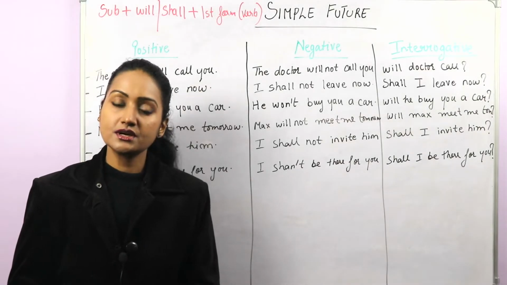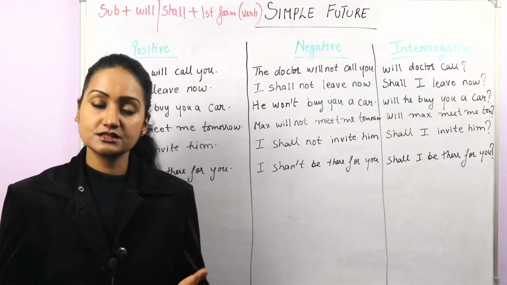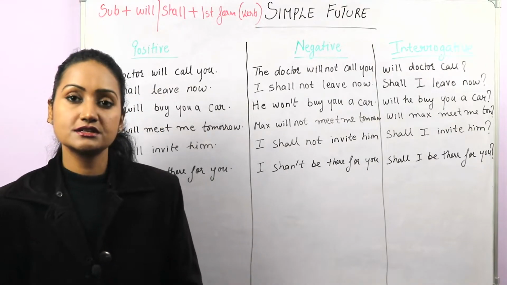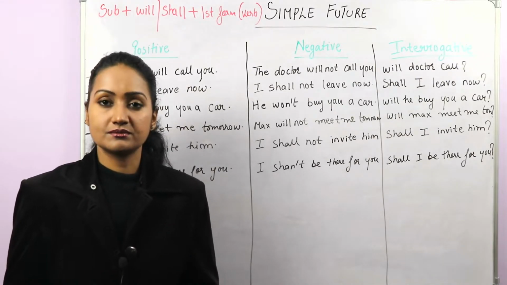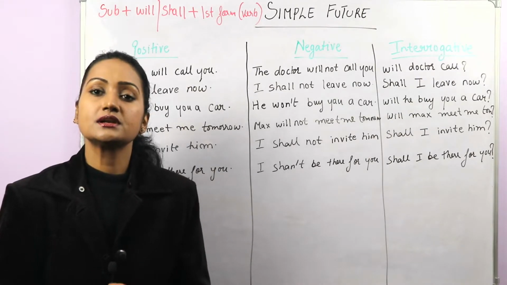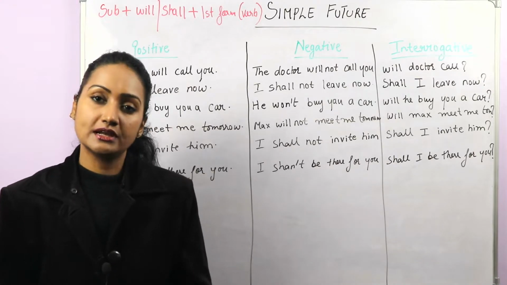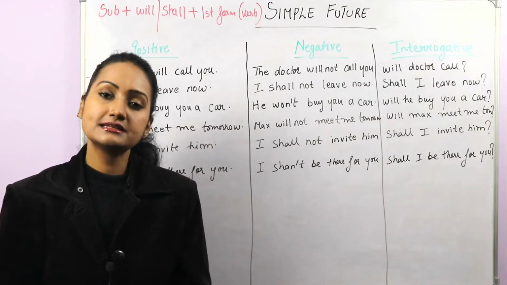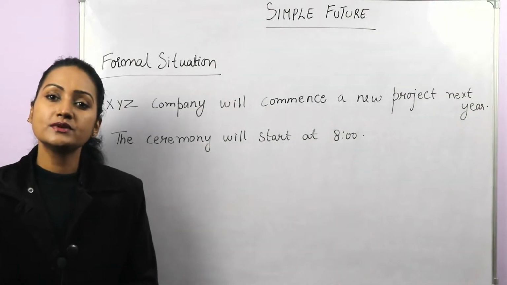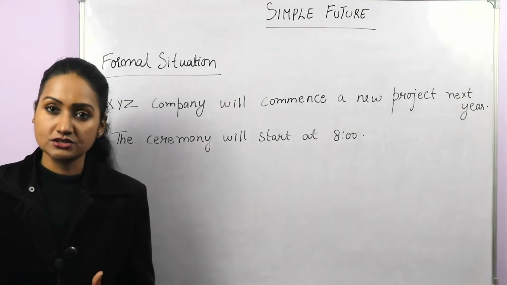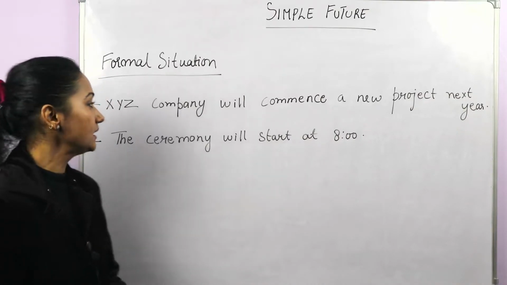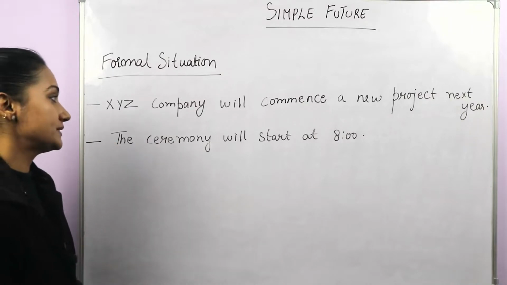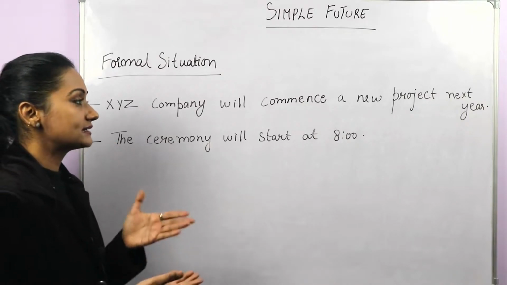Now we have understood how to frame different kinds of sentences, positive, negative and interrogative, in simple future tense. But when to use them, that is important now. So now we'll talk about when to use will and shall. First let's start with will. We use will when we are having a formal situation, when we are having a formal conversation. For example, XYZ company will commence a new project next year.